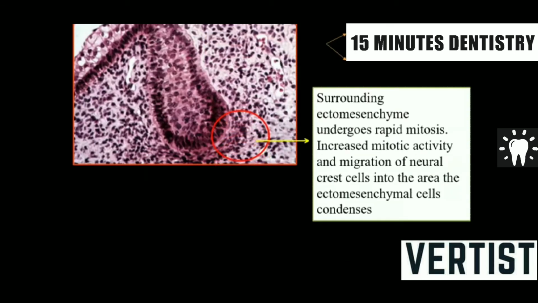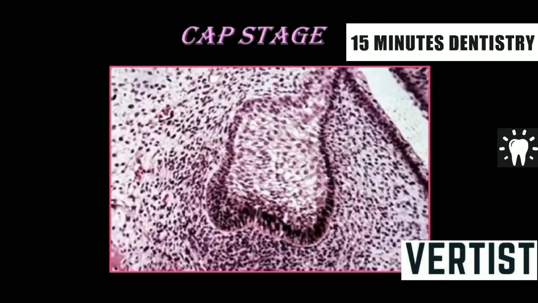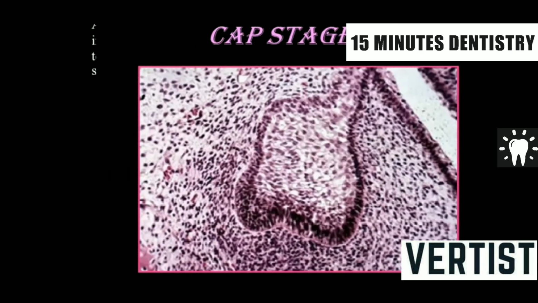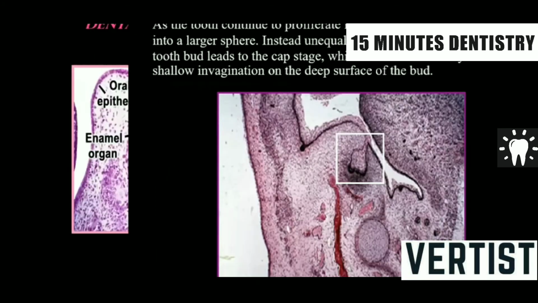Then it is surrounded by ectomesenchyme, and the area of condensation immediately subjacent to the enamel organ is the dental papilla. After bud stage, you get cap stage. In the cap stage, the cells become a little more columnar, more cellular, and the enamel organ gets established. As the tooth bud continues to proliferate, it does not expand uniformly into a larger sphere. Instead, unequal growth in the different parts of the tooth bud leads to the cap stage, which is characterized by shallow invasion on the deep surface of the bud.